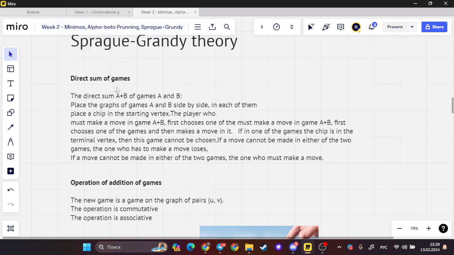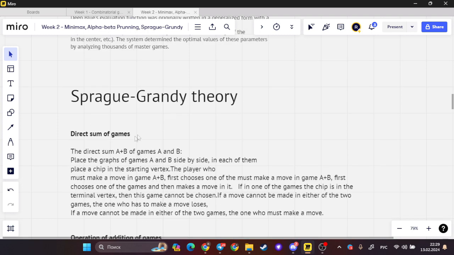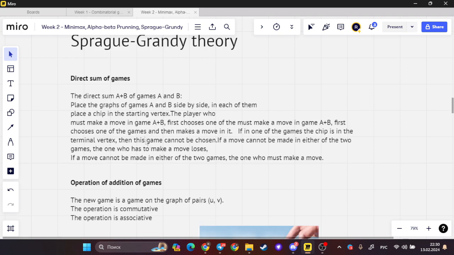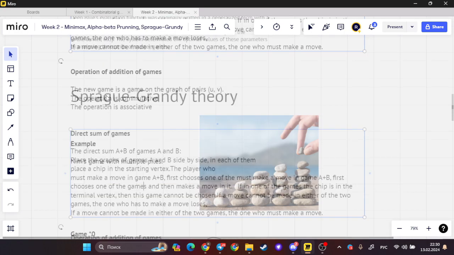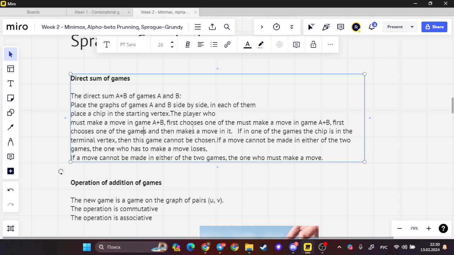and we can reduce some combinatorial games to our new games, and we can calculate some games more efficiently. We can figure out how to calculate some games more efficiently using this theory. So we define what is the direct sum of games.